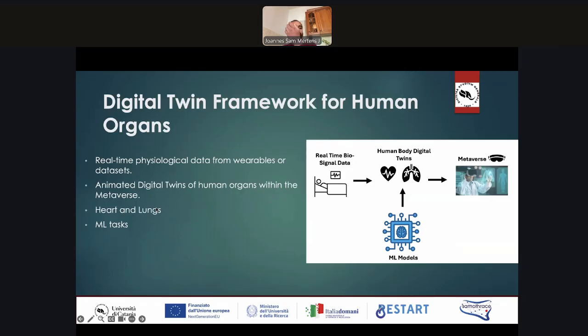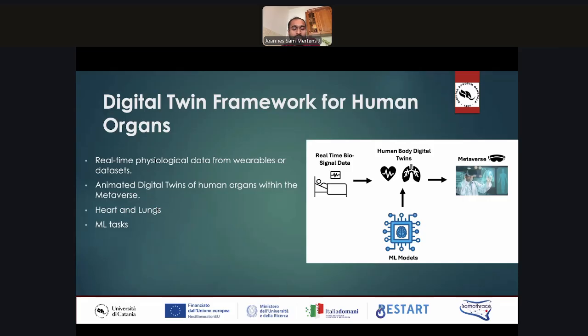And this is one of our initial works. We wanted to develop a digital twin framework for human organs. So this is organ-level digital twins. As you can see in the image here, this is our scenario. We have patients, and we get real-time data. You can have sensors or wearables like smartwatches, and you can get real-time data from the patients, and then you feed this data to digital twins. And these digital twins are for human organs.